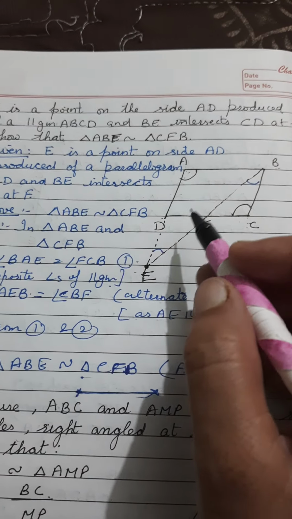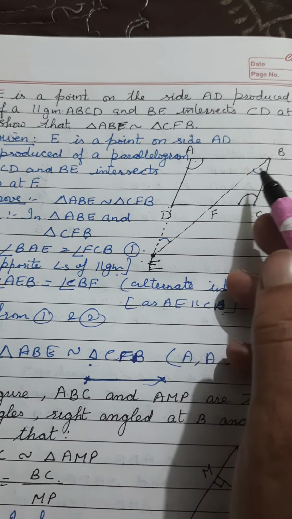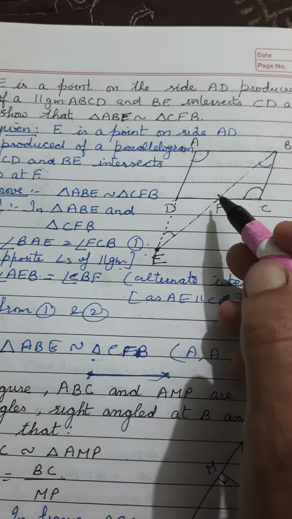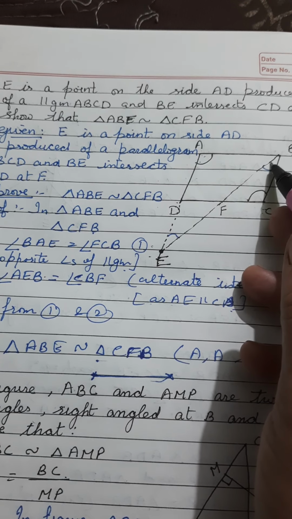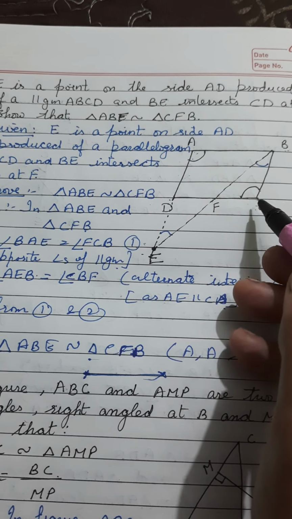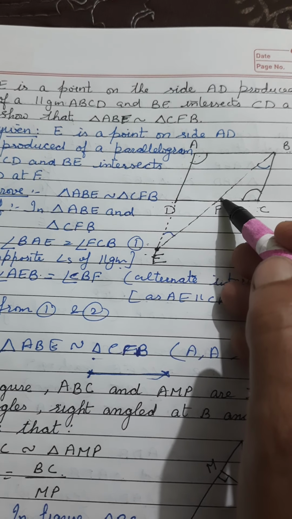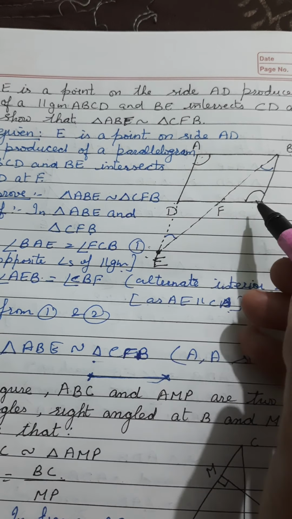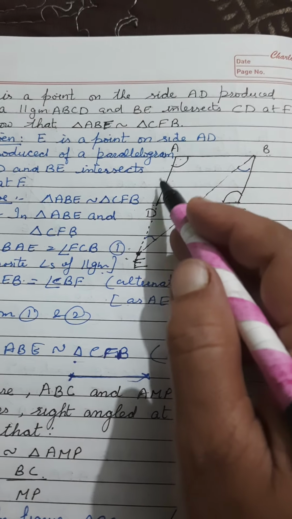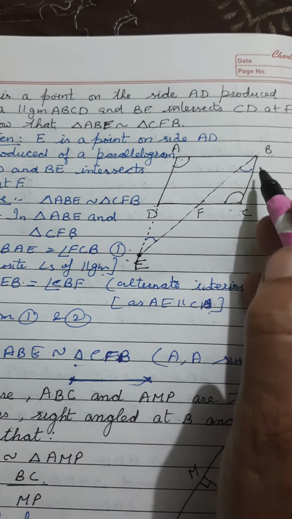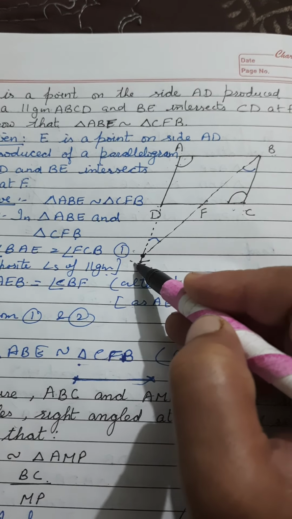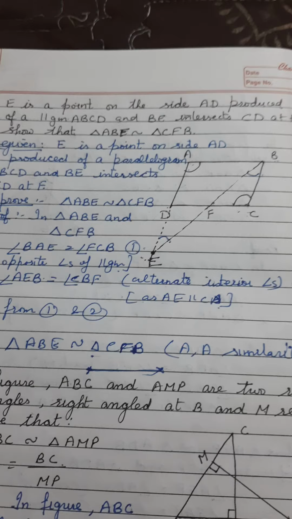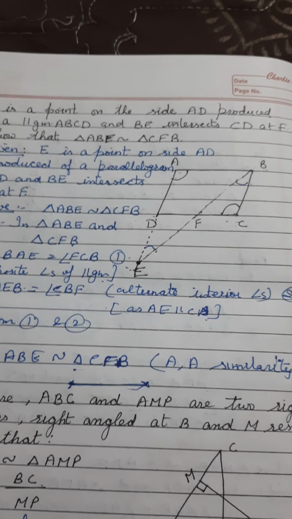Angle AEB is equal to angle CBF. Now see, this line and this line are parallel, and it is intersecting. Then this angle and this angle are alternate interior angles. Therefore, these angles are equal.